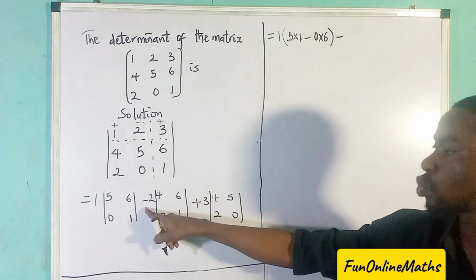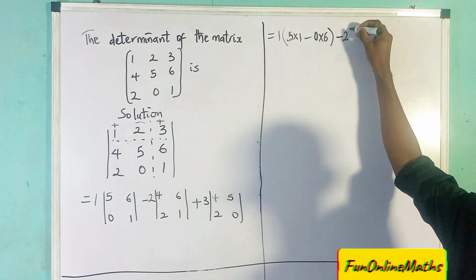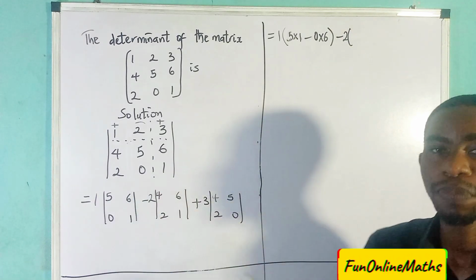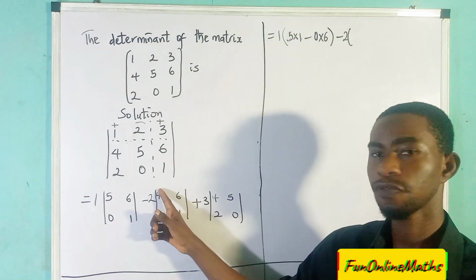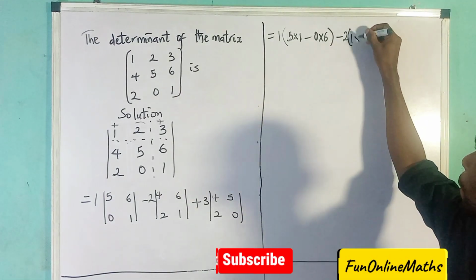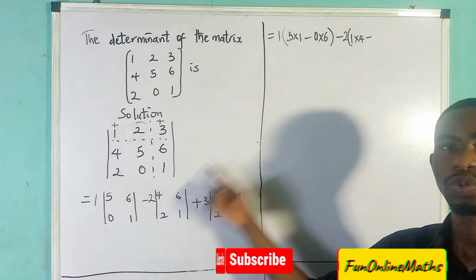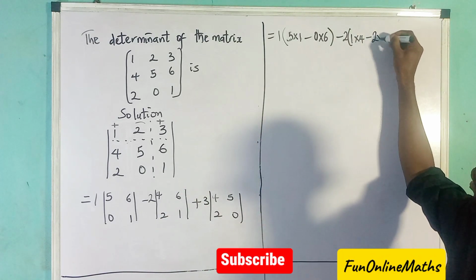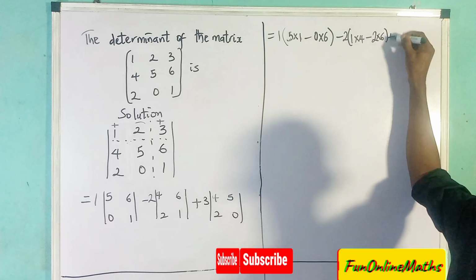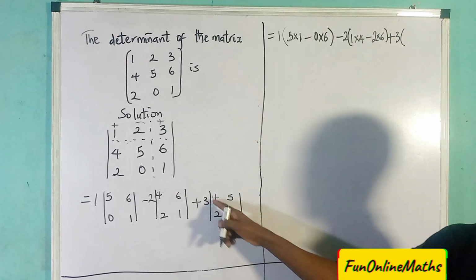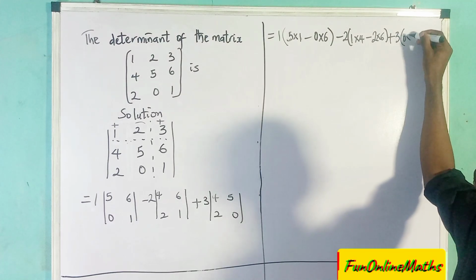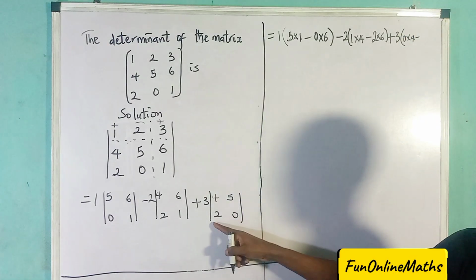Then minus 2, a new one. Multiply across the diagonal: 1 times 4, minus the other diagonal, which is 2 times 6. So minus 2 times 6. Lastly, plus 3 into 0 times 4 minus 2 times 5.